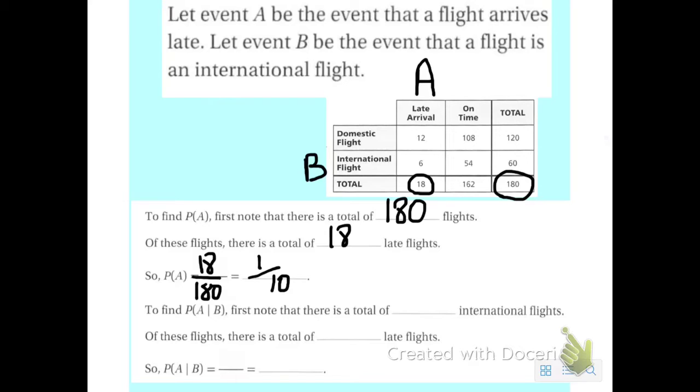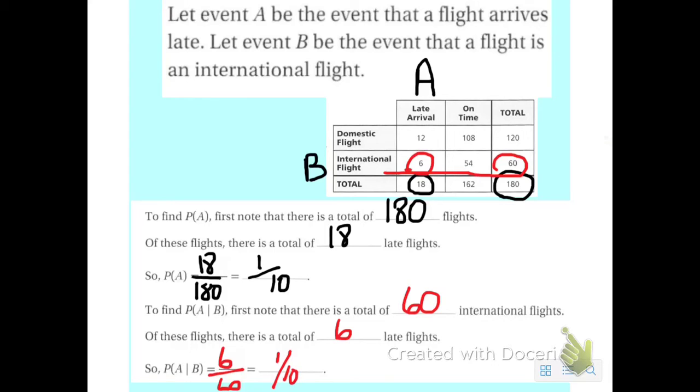Now let's consider the conditional probability. To find the probability of A given B, first note that there is a total of how many international flights? Well, that's event B. So if I read the chart over to event B, I know there is a total of 60 international flights. And of these flights, there's a total of how many late flights? So in the international row, there are 6 late flights. So the probability of a late flight, given that it's international, would be 6 late flights out of a total of 60 in the international row. And that reduces to be 1 over 10.